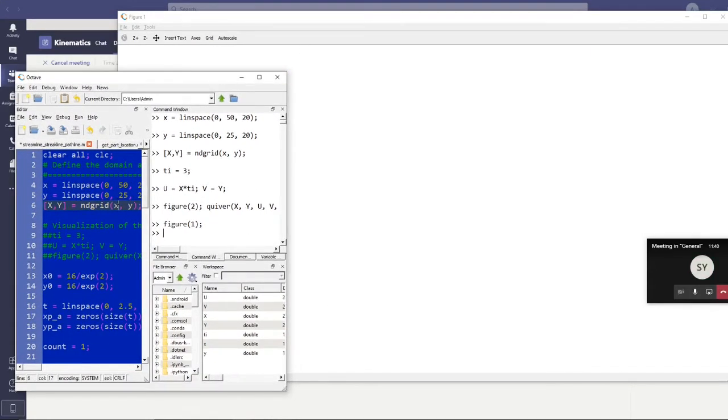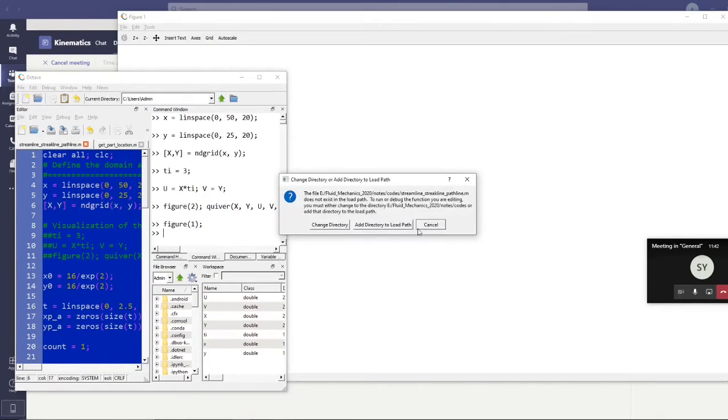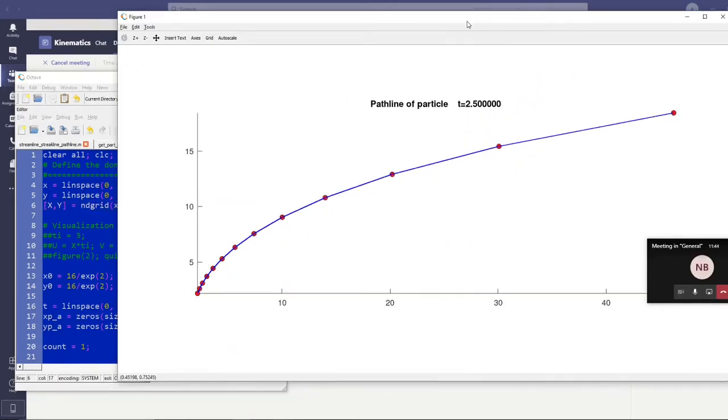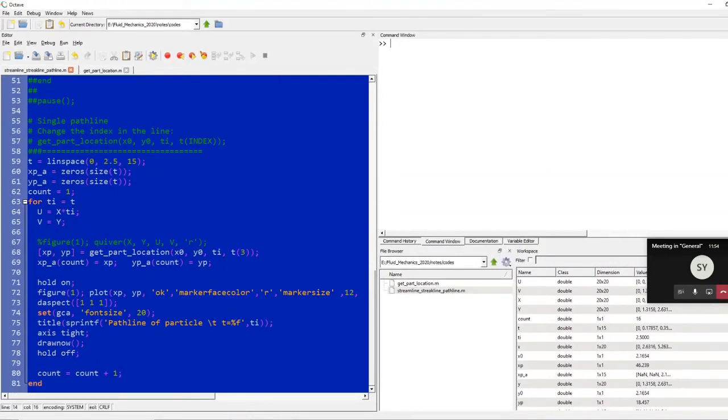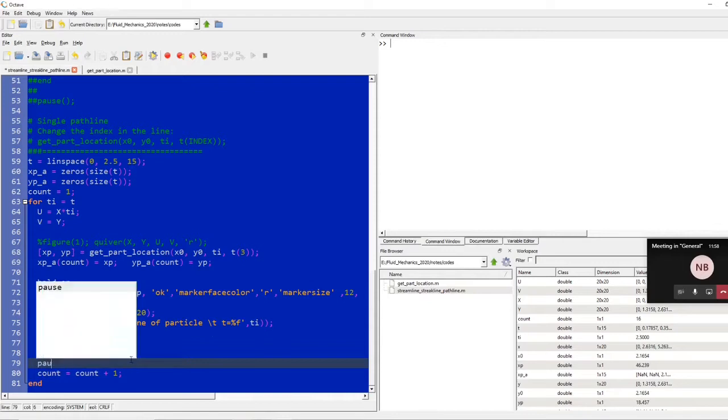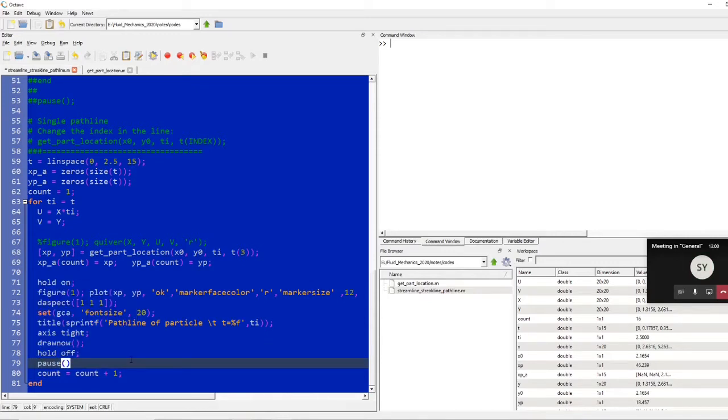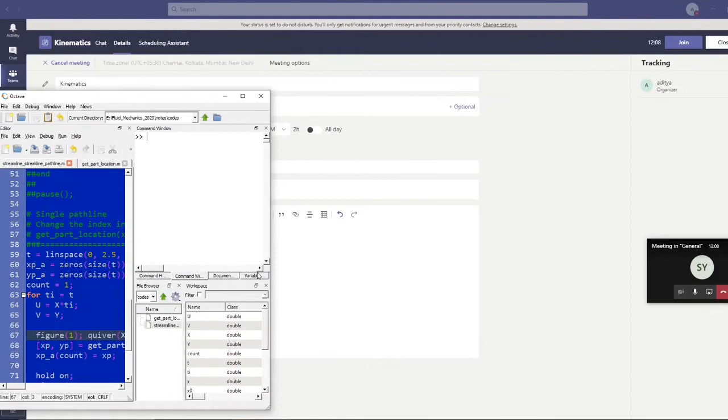Okay, so let me run this. Maybe it was too fast. So let me make it pause for 0.1 of a second. And in fact, let us put the quiver also. So now you should be able to see.